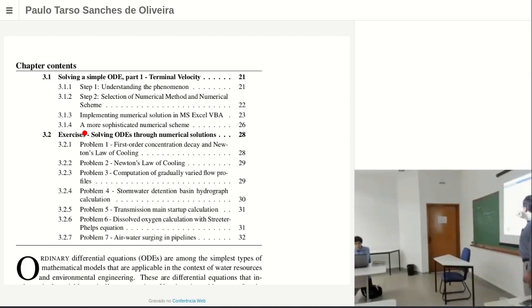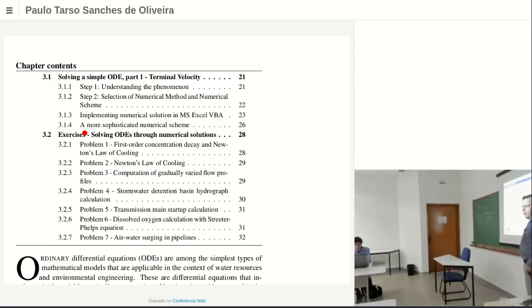So here, the first order decay is something that we have seen before. Newton's law of cooling is the second type of problem. The computation of gradually varied flow profiles. Those who have done multi-channel flow have seen this or are doing this in VBA. Computation of storm attenuation based on hydrograph calculations, which have inflows according to one equation, outflows according to another equation, and then compute what the depth of this basin variation over time should look like. Same kind of thing that we did, which is using VBA.